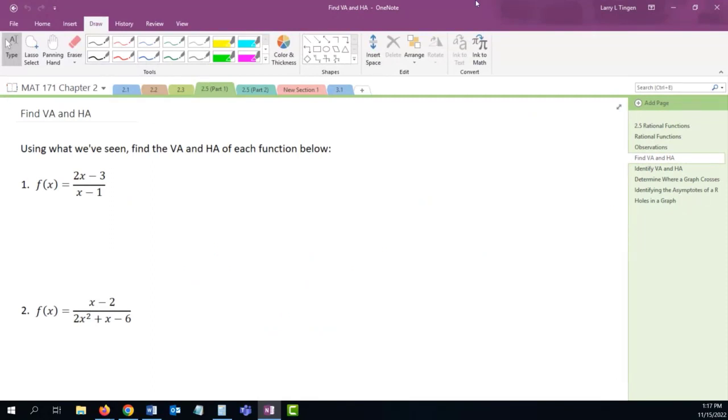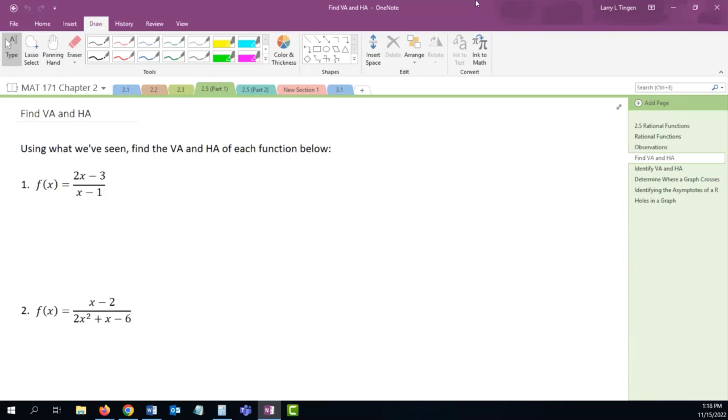I know these are looking a little different than yours. I'm actually ahead in the notes, so all the problems are listed in the notes. If you've got your guided notes out, the problems look a little different, but they're not. It's the same exact problems. They're just formatted differently in the OneNote.